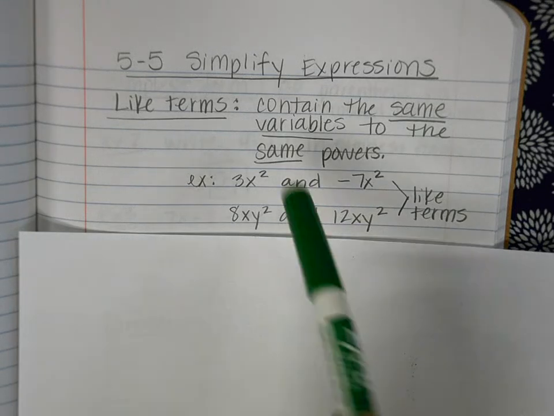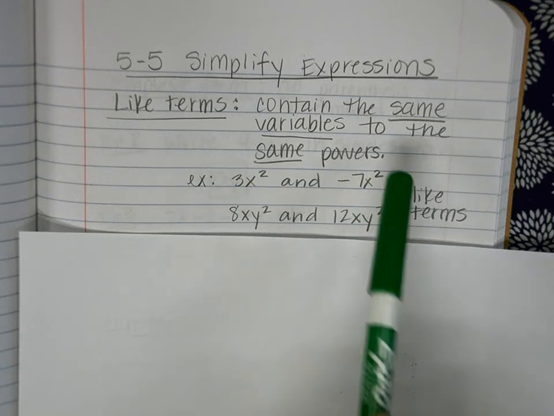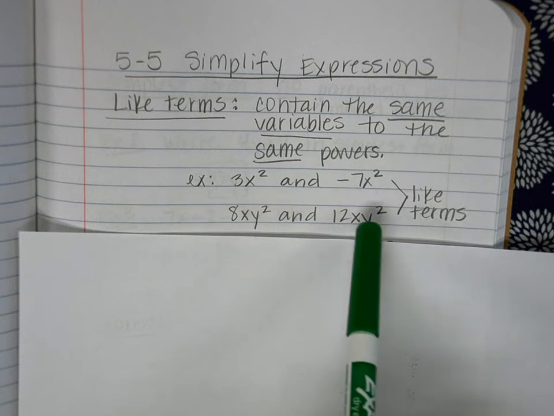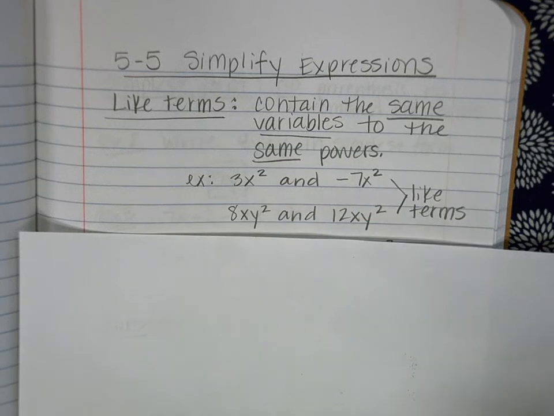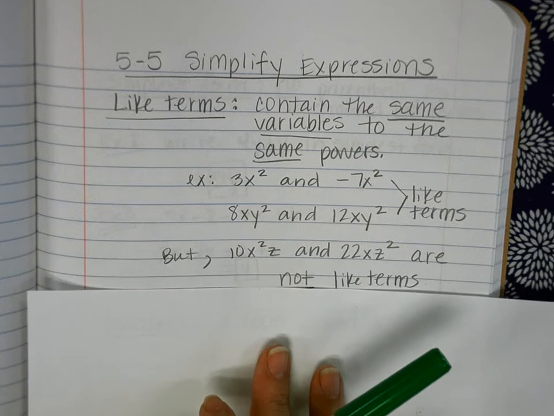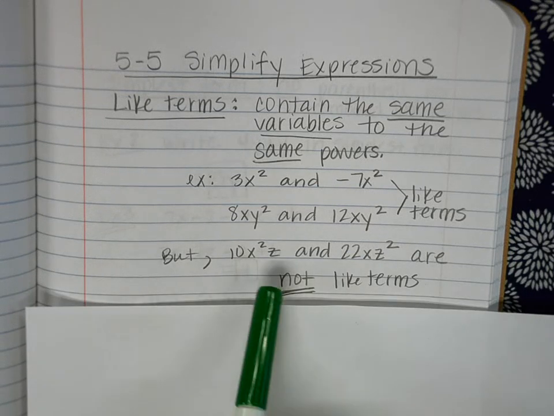Okay, so you can see they have variables, like this one has x squared and that one has x squared, so you can combine those two. This one has xy squared, this one has xy squared, so you can combine those two. But this one is not. You don't have to write it down, but just look at it.